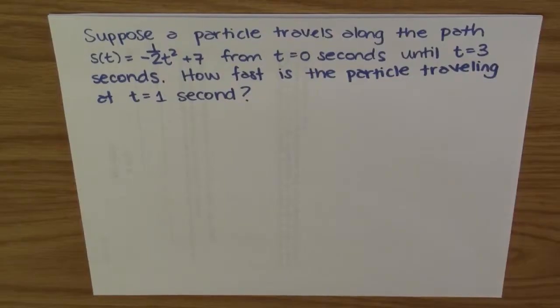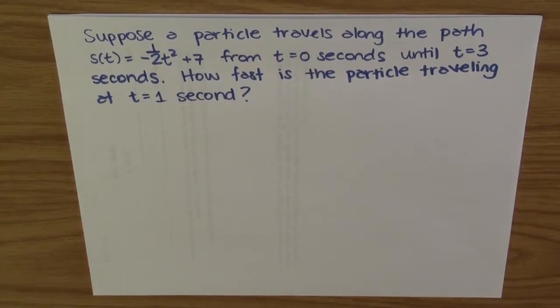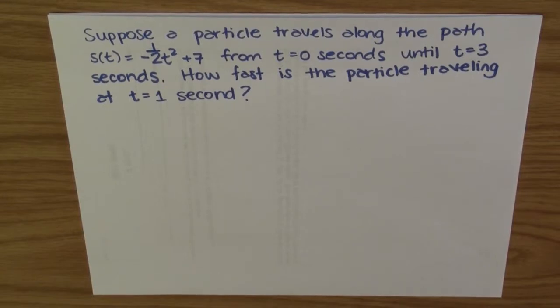Suppose that we have a particle traveling along the path s(t) = -1/2 t² + 7, and we're interested in t = 0 seconds until t = 3 seconds. The question that we want to ask is, how fast is the particle traveling at t = 1 second?